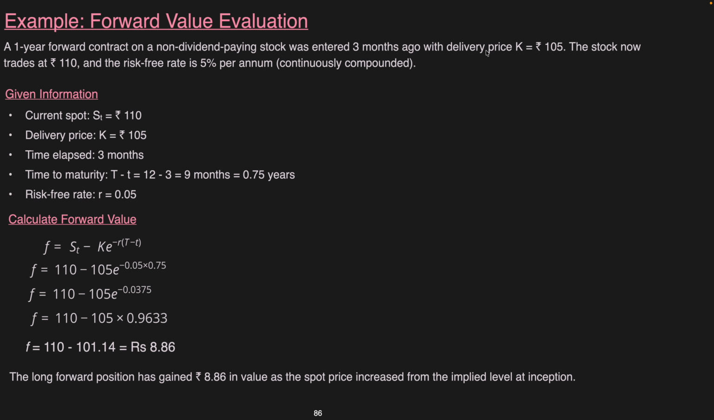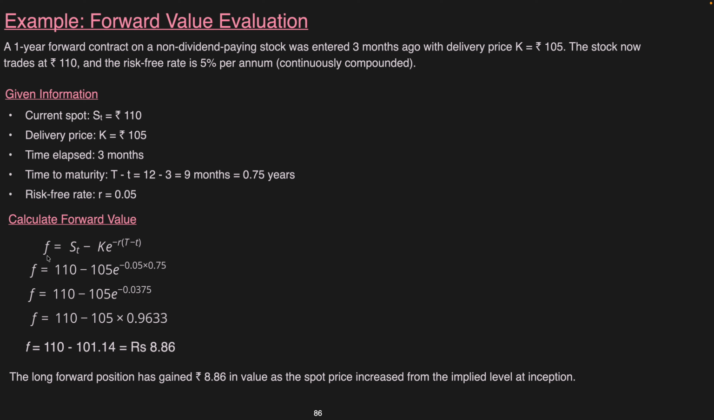The contract was entered 3 months before, that is small t is 3 months, and capital T is 1 year. So what is the maturity time left? The time to maturity is 12 months minus 3 months, which is equal to 9 months. 9 months is 9 divided by 12, which is 0.75 years. You are converting months to years, that's all. No great mathematical equations are being derived here. Now the risk-free rate R is 0.05.